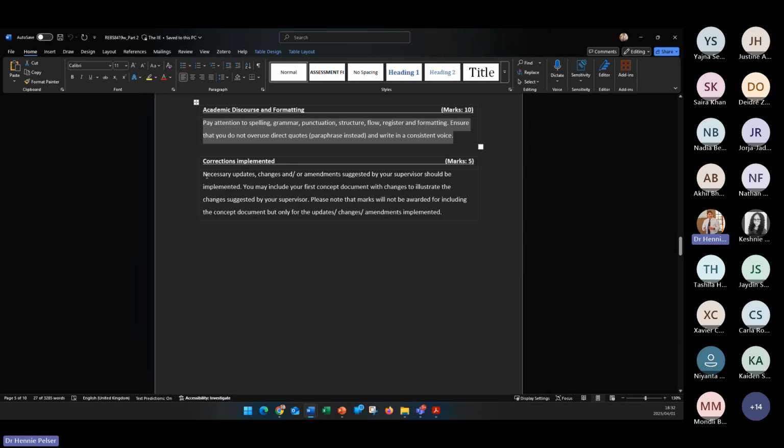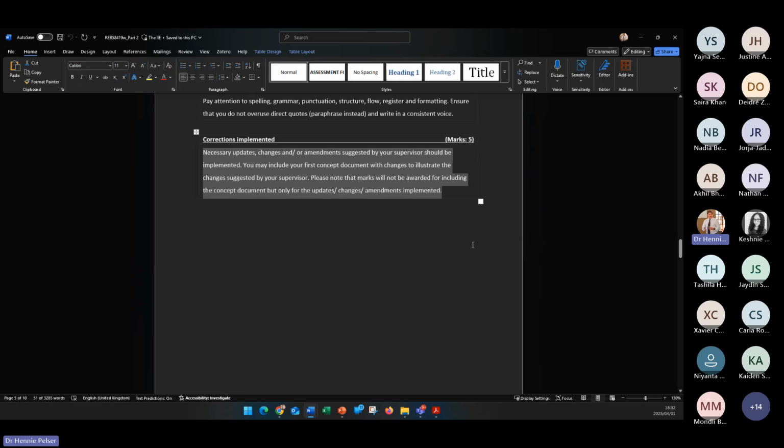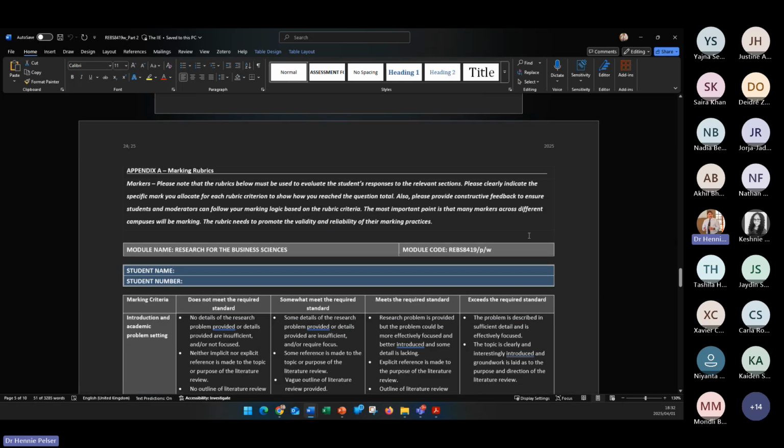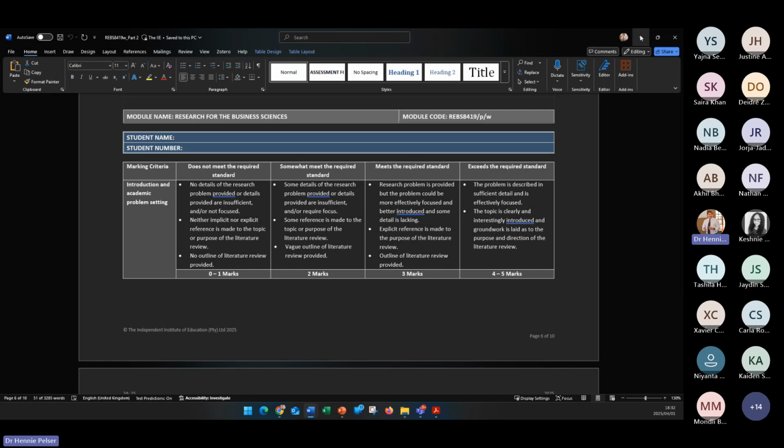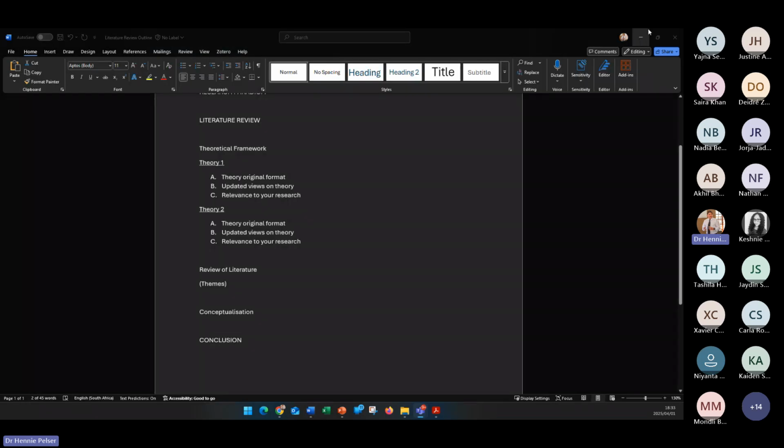This is the most frustrating thing in the world: you'll get feedback on your concept document and you need to show that you've paid attention to that feedback after it's been marked. It just irritates the living daylights out of me, and they still have kept it in. Sorry, I did put in the conclusion there.